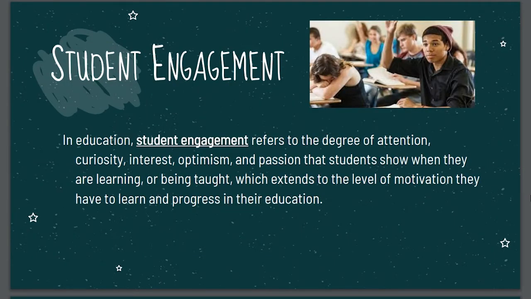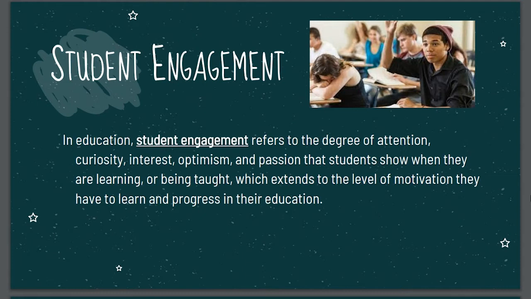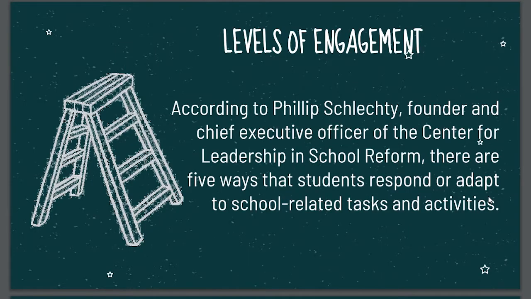So to make sure that we're on the same page, student engagement refers to the degree of attention, curiosity, interest, optimism, which I love about that, students feeling very affirmative about this experience, and passion that students show when they are learning or being taught, which extends to the level of motivation they have to learn and progress in their education. So there are all these things on the front end that we can measure or see, the degree of attention, their interest or passion, but then ultimately, how does that affect the outcome, which is how successful they are in the classroom, measured by certainly a lot of different factors.